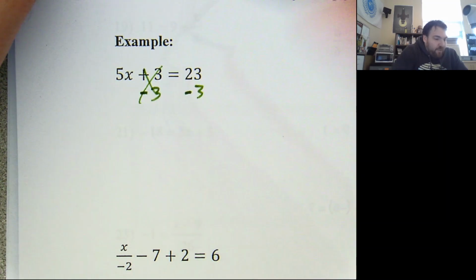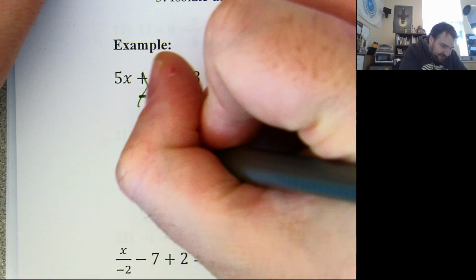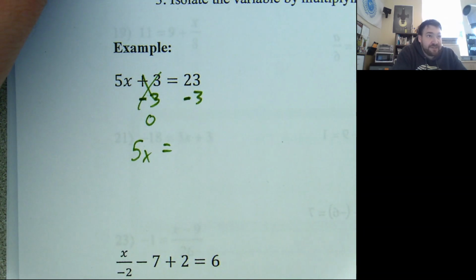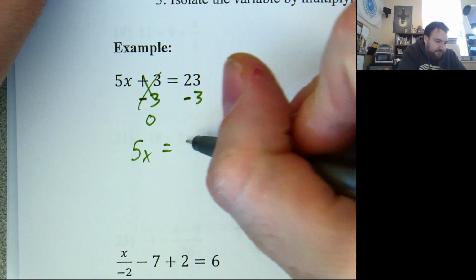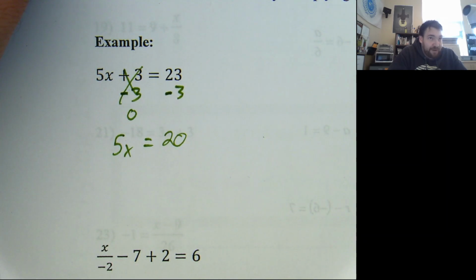So when my plus 3 and minus 3 interact, they add together to give us 0. 5x plus 0 is just going to be 5x. And on the right-hand side, we're going to have 23 minus 3, which is 20. Cool. Now I've gotten rid of every term that doesn't include x. So let's isolate for x in the term that remains.